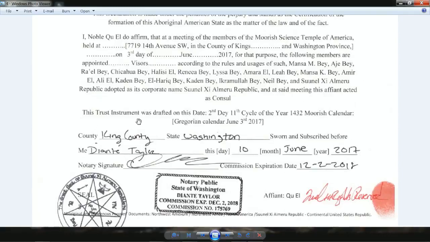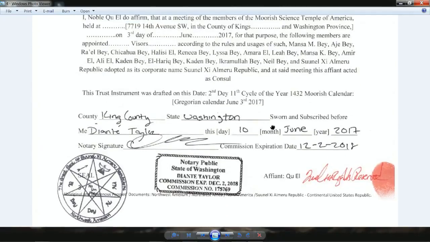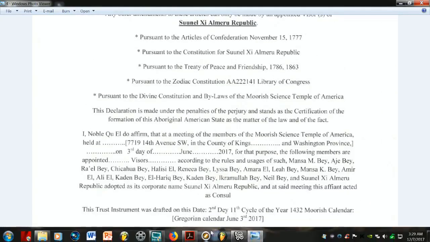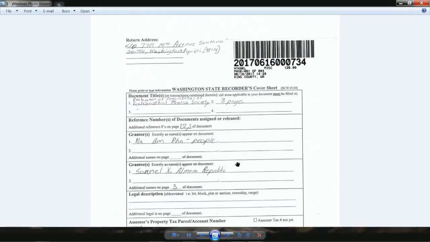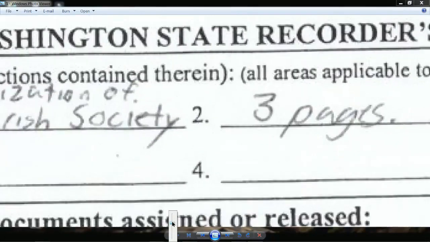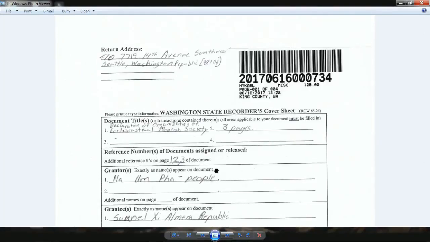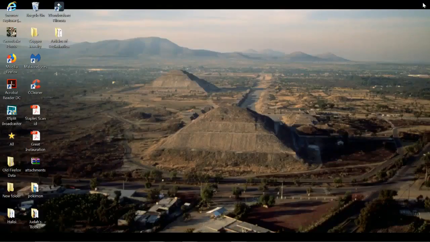This trust instrument was drafted on this date. You know what I'm saying? We have our own date. Second day, 11th cycle of the year, 1432. Gregorian calendar, June 3rd. We got it notarized. And I'll go back to the first photo so you can see that. We got it filed. Okay. So we're in existence, we're operating, we're functioning as a tribe, all right?